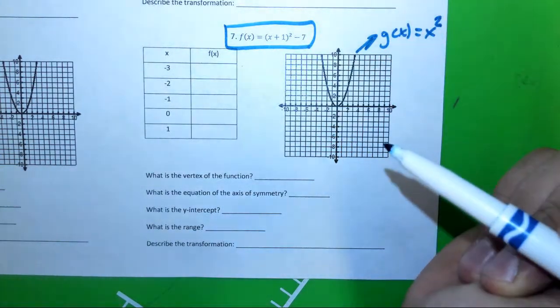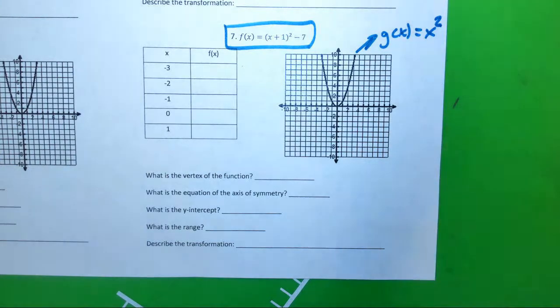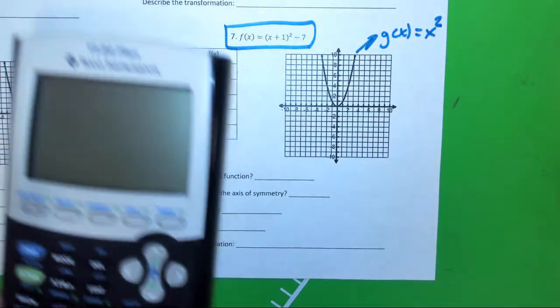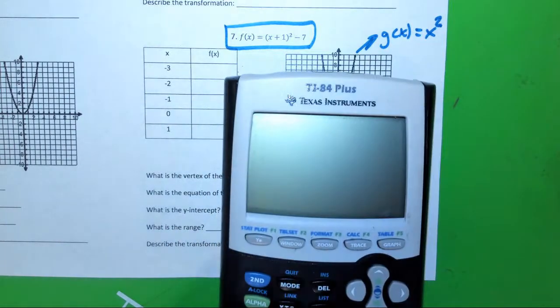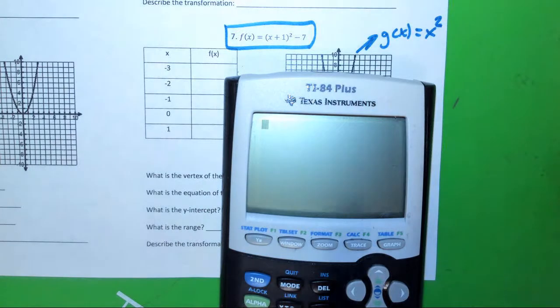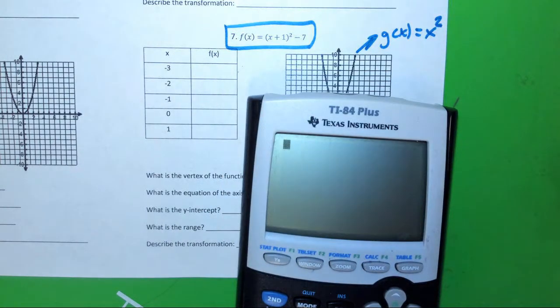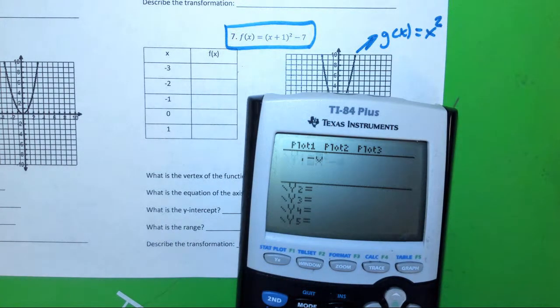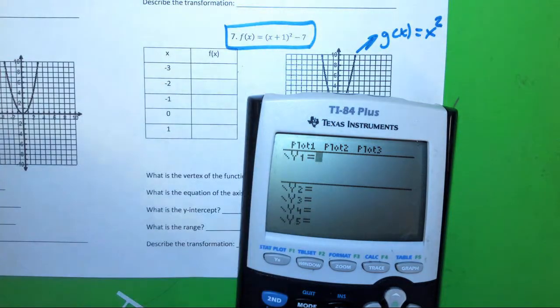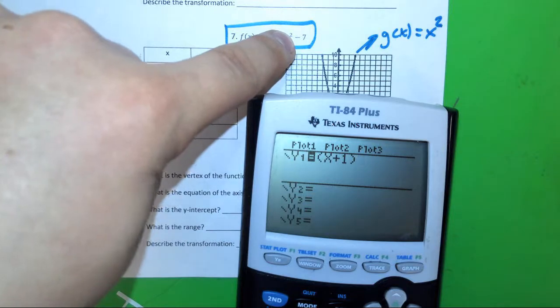Before we can get into this, we've got to get into our calculator and fill out that table. We'll turn it on. Let's assume nothing was there. Press Y equals, clear it out, and type in exactly what we see here: parentheses x plus 1, end parentheses, and then we square it.